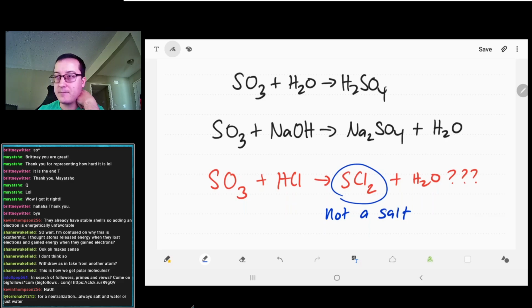But it doesn't matter because salts have to be ionic compounds, right? That thing, SCl2 or whatever it happens to be, would be a molecular compound. That's not a salt. So this tells us that we're just putting two acids together. That's not going to make a reaction. So you can, I guess, test it that way. So, not going to happen.